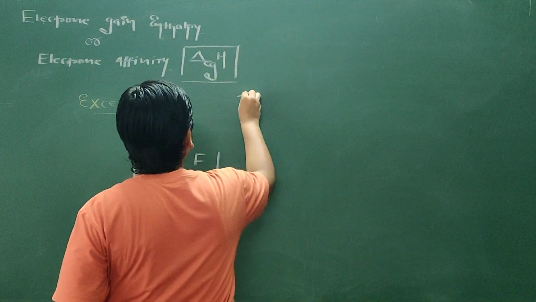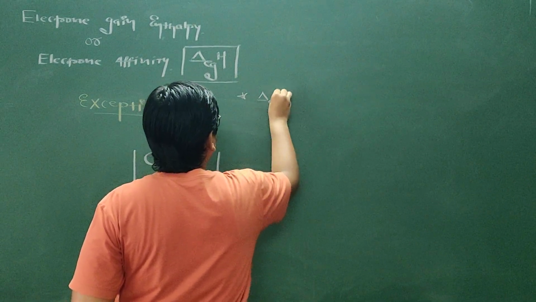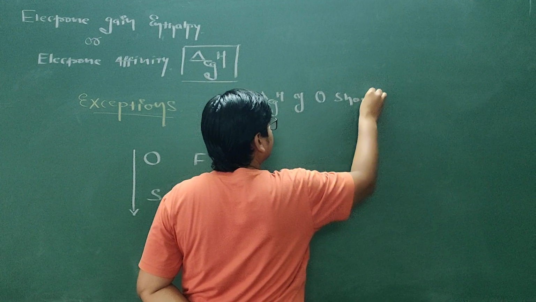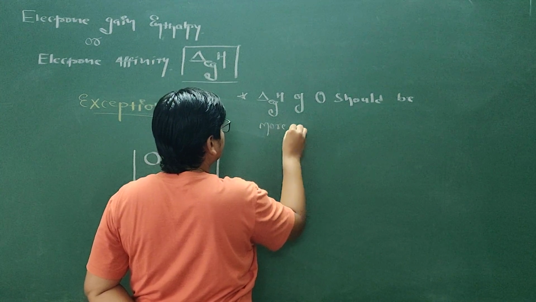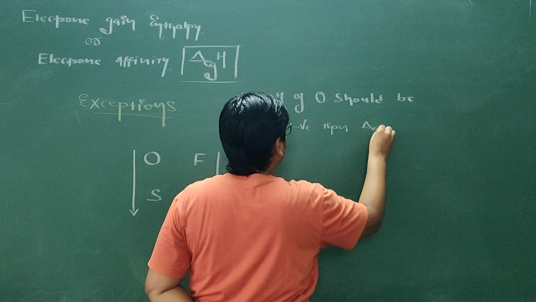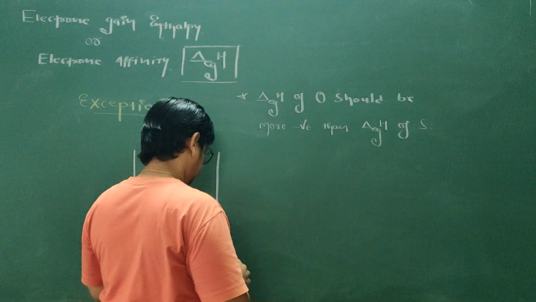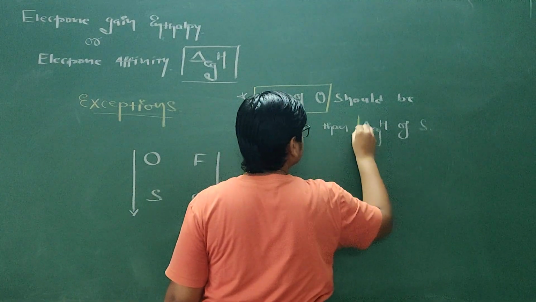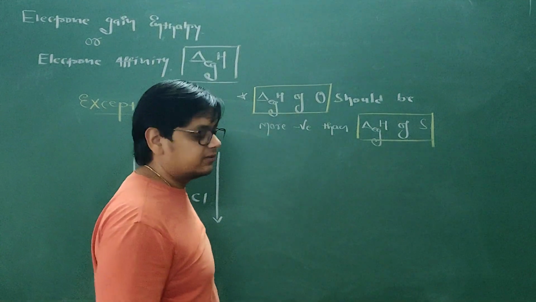So when we write it in sentence form, delta EGH of oxygen should be more negative than the value of delta EGH of sulfur. This should be the ideal condition. But the exception is there.